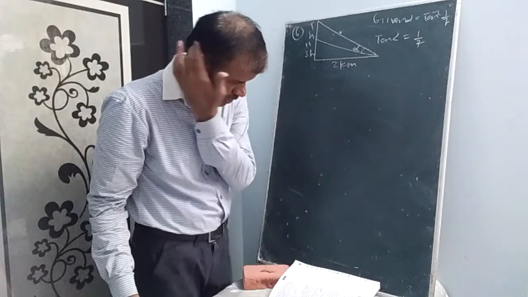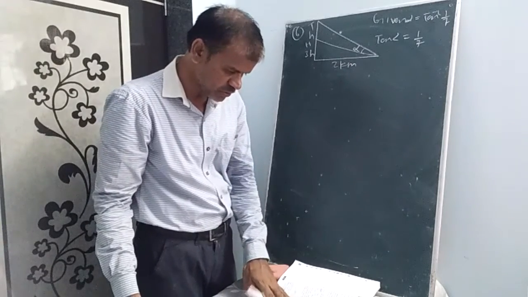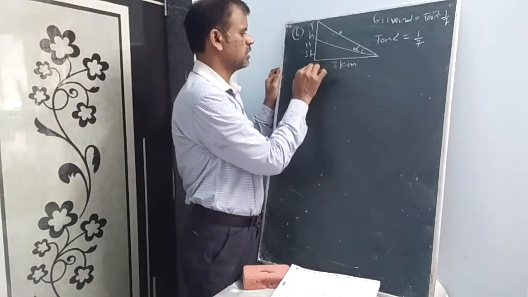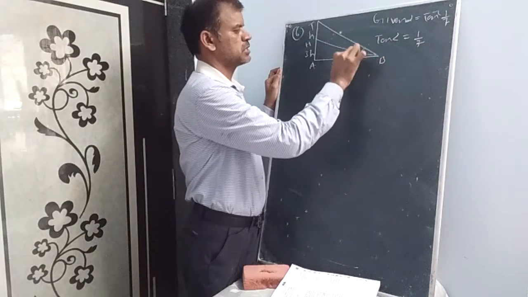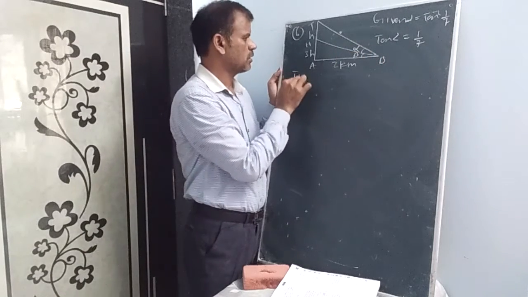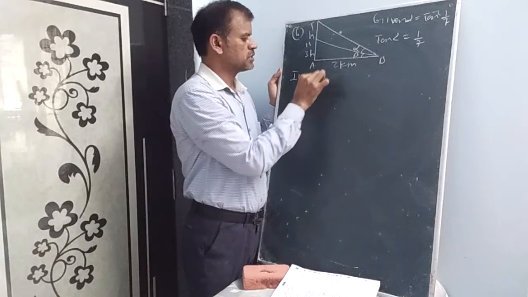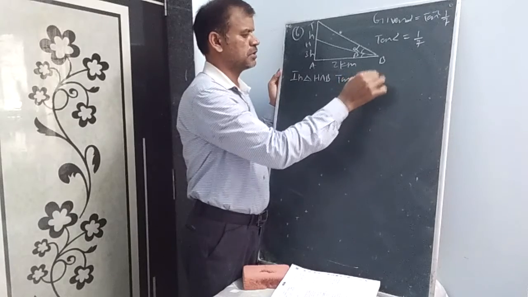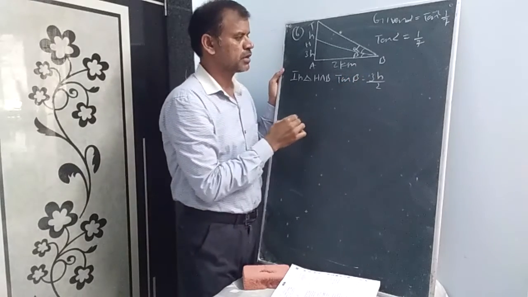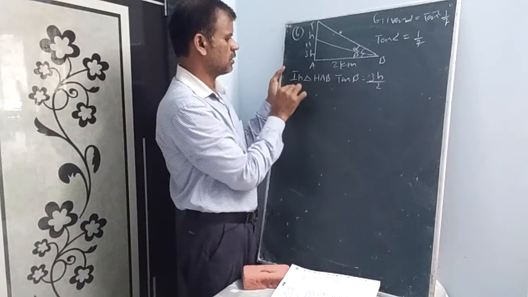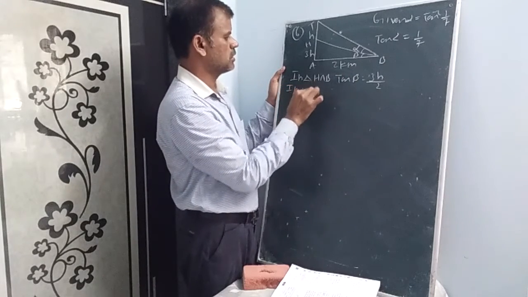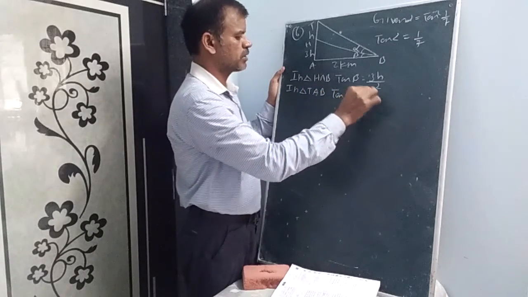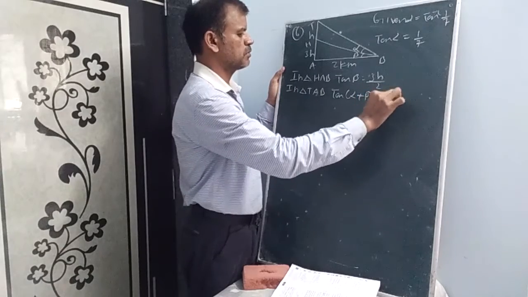Horizontally, from the foot of the hill, 2 kilometers. The height of the tower, h, we need to calculate. Let the angle at the hill top be beta. In triangle HAB, tan beta equals 3h by 2. Keep this aside. In triangle TAB, the full angle: tan of alpha plus beta equals 4h by 2, which is 3h plus h over 2.